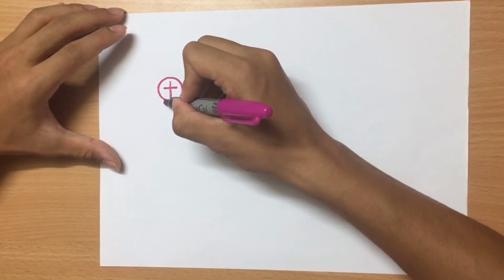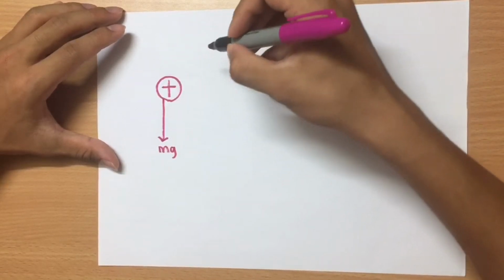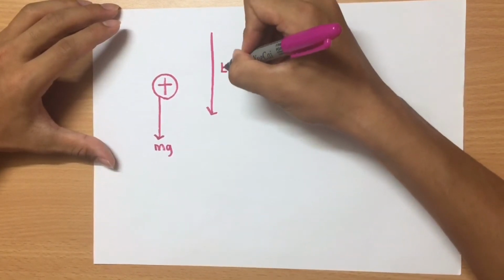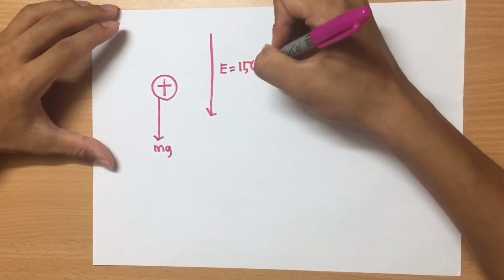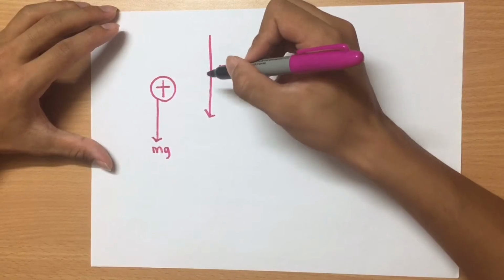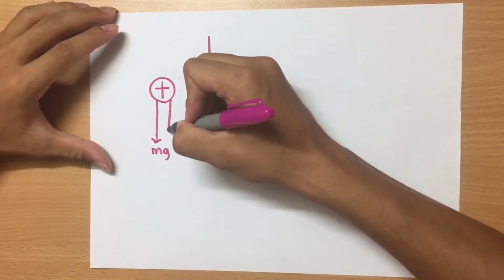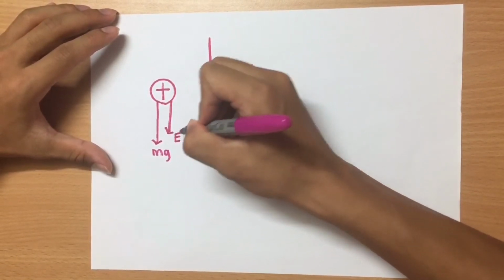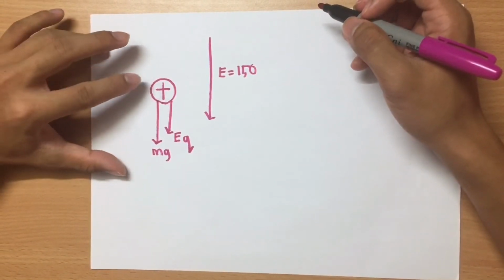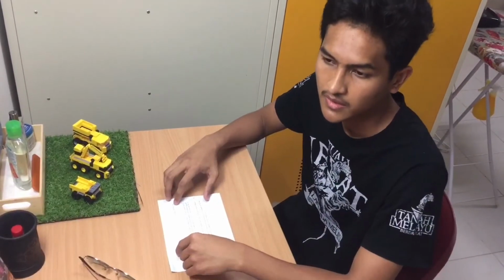So the first force is the gravity force, which is mg, and we know that the electric field points downward. The value is 150, and the electric force is always the same as the electric field for the positive charge. Then we draw this QE. So the energy of the positive charge will be added with the electric field. So that's all. I will explain about the negative charge.